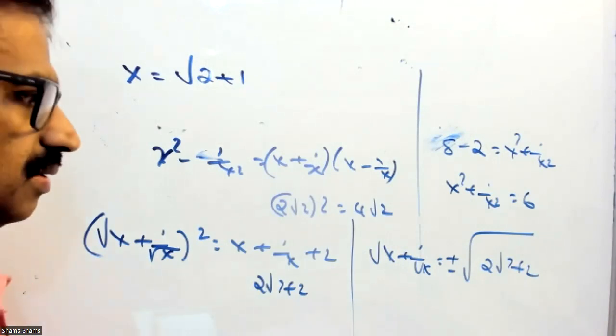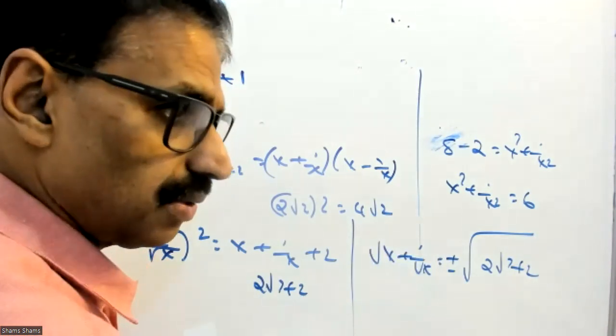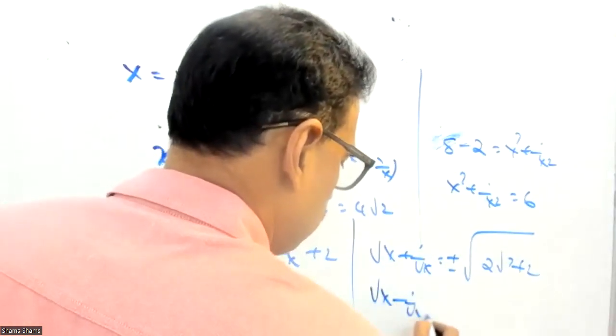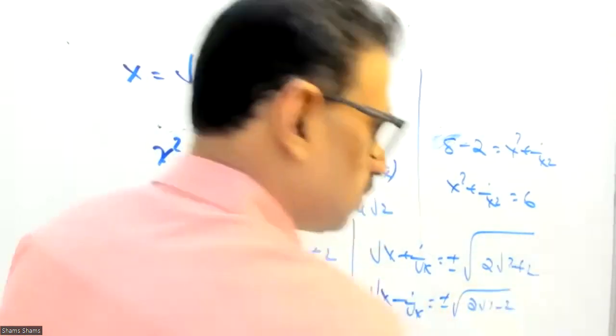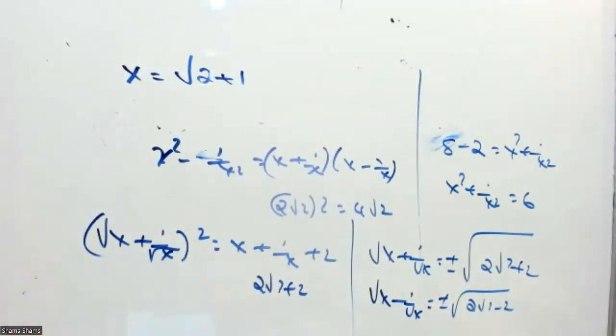Next is what? I think you will get 2 root 2 minus, right? Okay. Next is root x minus 1 by root x equals plus or minus root of 2 root 2 minus 2. Okay. Try one more question.